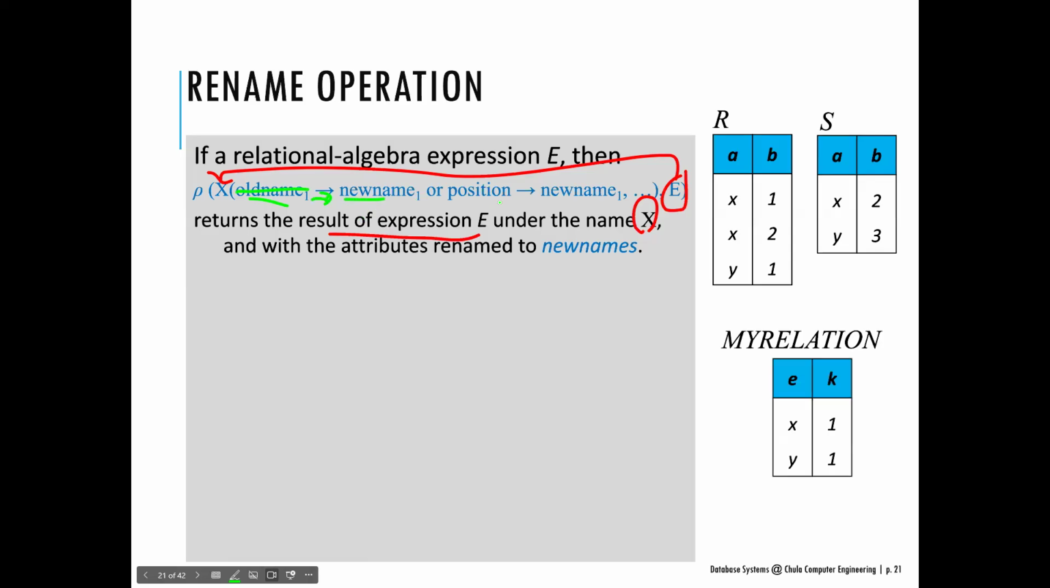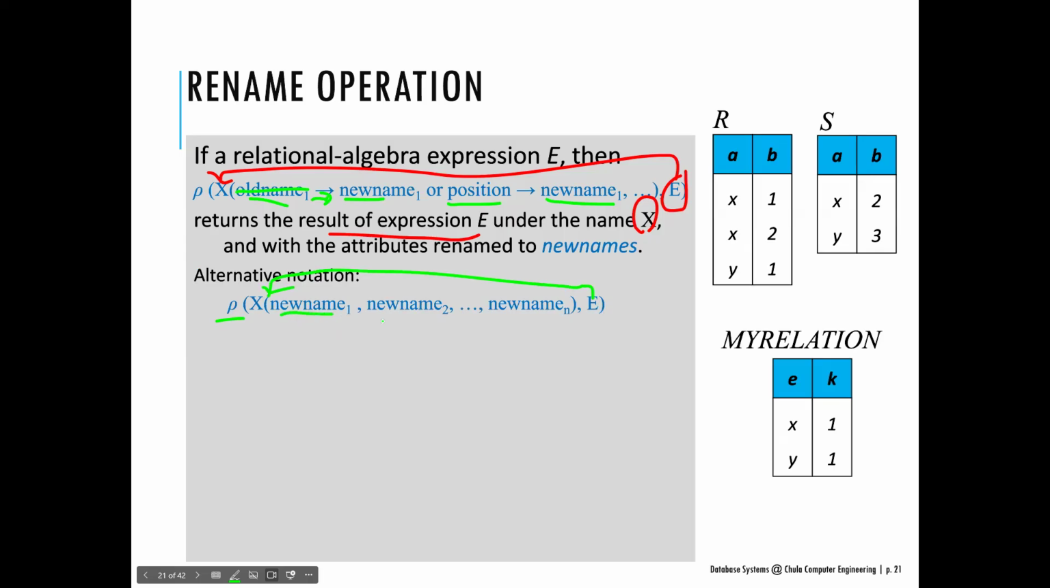But you can do it differently as well. Instead of using the old name, you can use the position of the attribute. You can say position number 2, whatever name it is, will be changed to the new name, etc. And then you can combine all those renames together. Let's see the example. By the way, there is an alternative notation where I have E, and after I rename it, it will become the new name X.